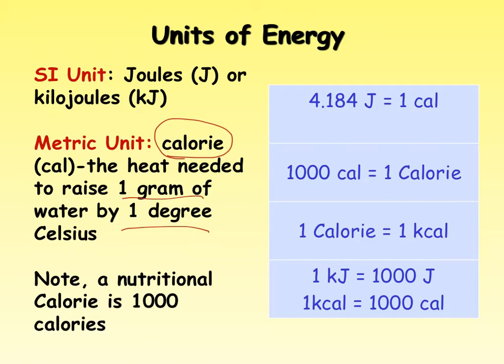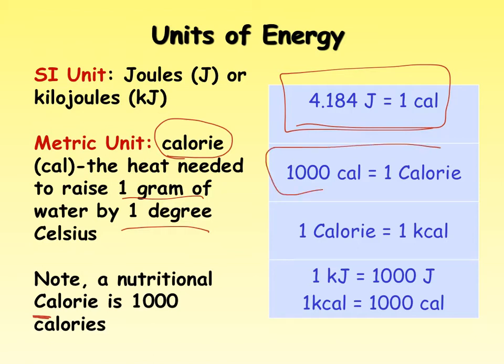Well, the calorie you're familiar with, the one that's on food boxes, is actually a calorie with a capital C, or a nutritional calorie, and that's actually 1,000 little calories. So it'd be the energy needed to raise 1,000 grams of water by 1 degree Celsius. Some useful conversions to remember: this one's a big one. To go between joules and calories, there's 4.184 joules in 1 calorie. Then 1,000 little c calories is equal to 1 big C calorie.